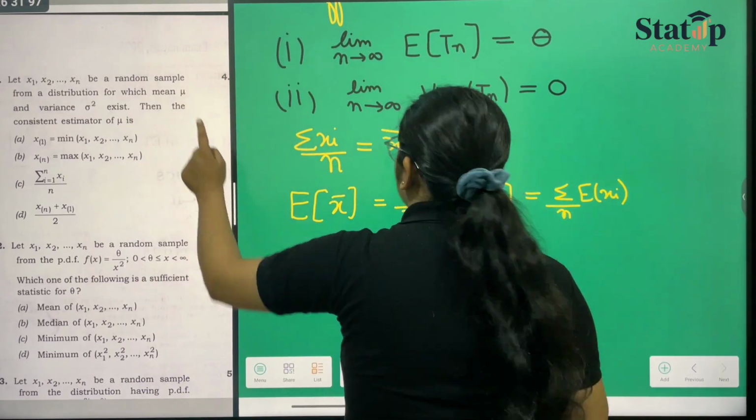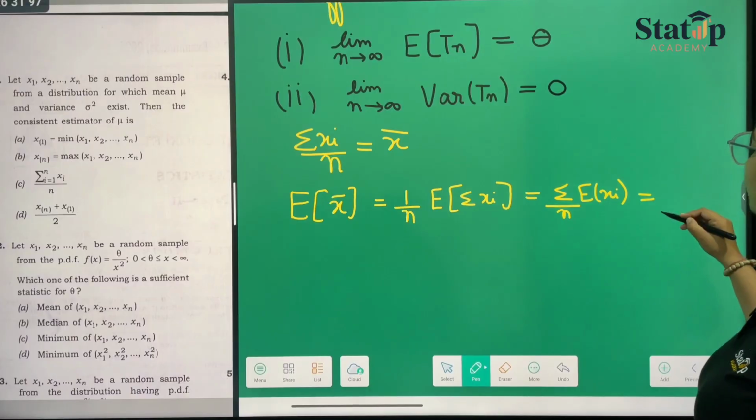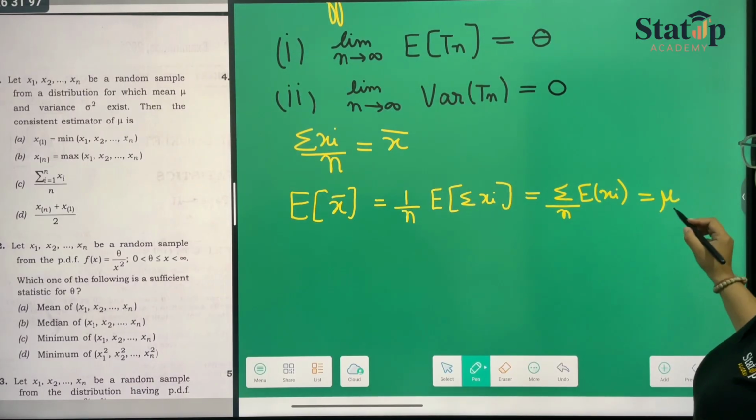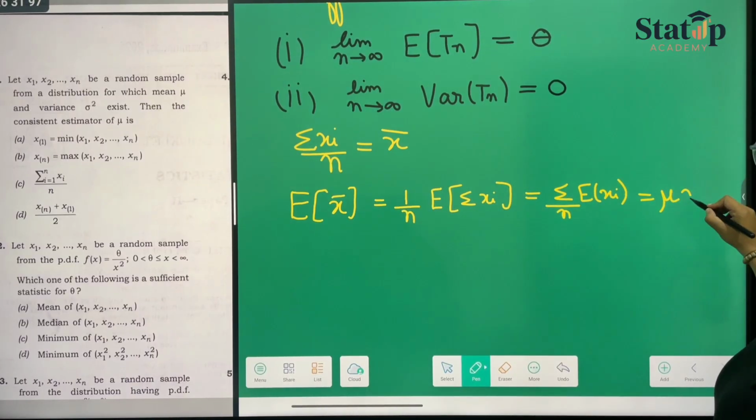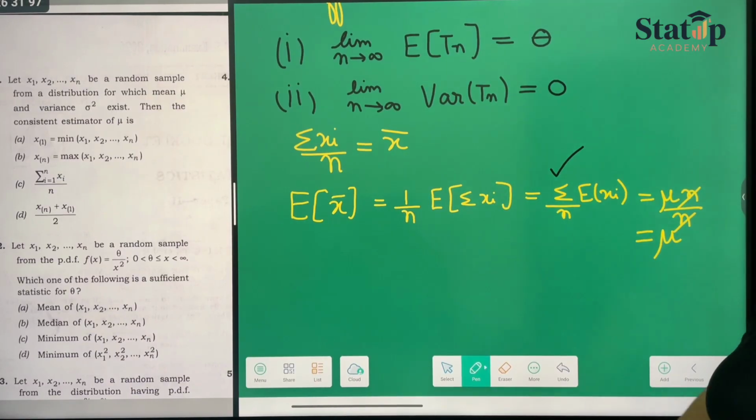Expectation of xi has been given to us as mu. So we are taking mu here, mu into n upon n. So this n and n get cancelled and we are getting mu. So our first condition has been satisfied.